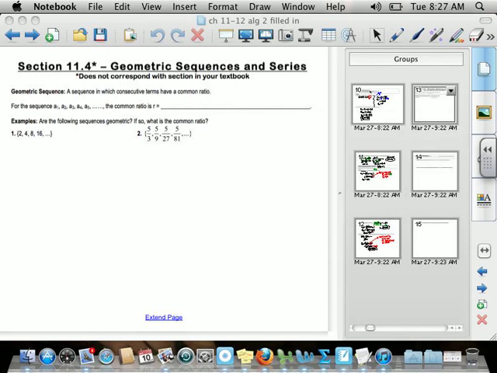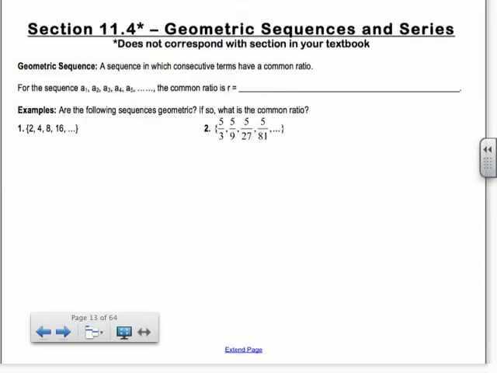Okay, so last time we talked about arithmetic sequences and series. Do you guys remember? In arithmetic sequences and series, you added what we call a common difference. So it's like when you added 2 each time or subtracted 7 each time. So now we're going to talk about geometric sequences and series.